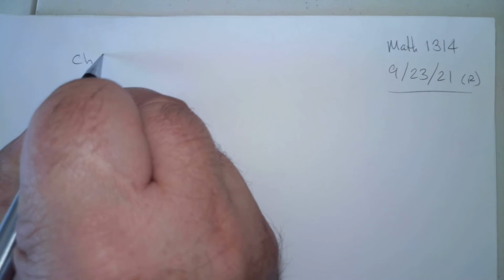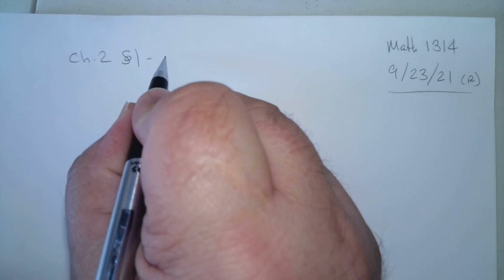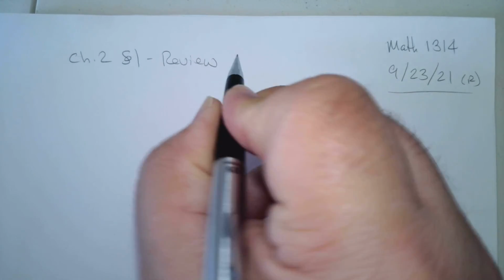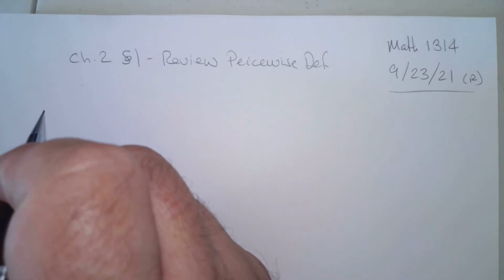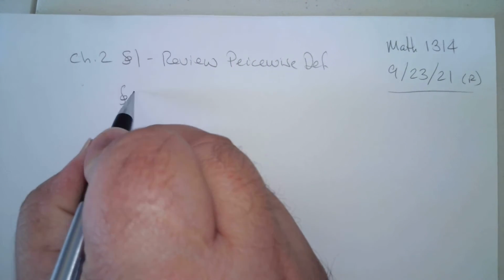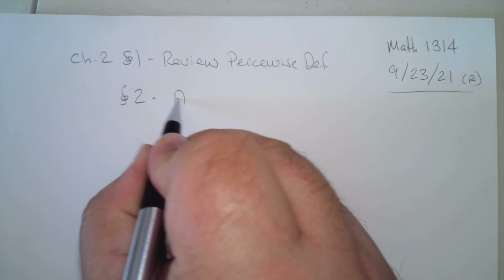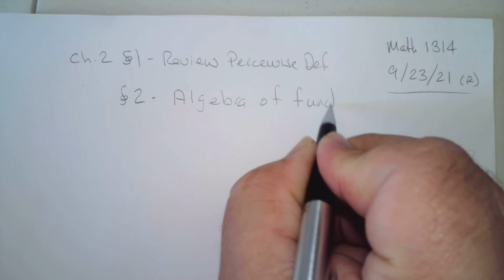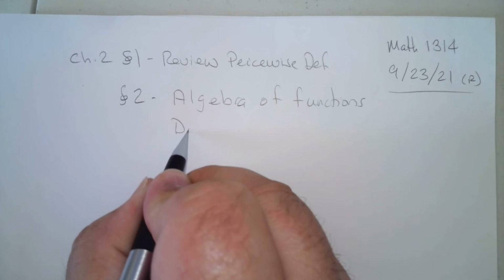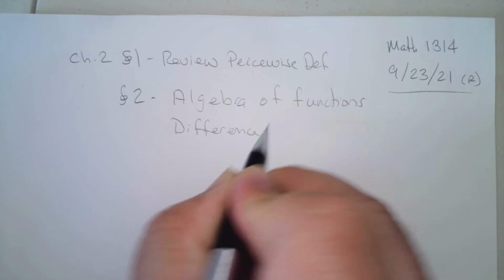Alright, in this video, we're going to discuss Chapter 2, Section 1. Well, we're going to review it. We're going to review Piecewise Defined Functions. Then we're going to look at Section 2, The Algebra of Functions and the Difference Quotient.